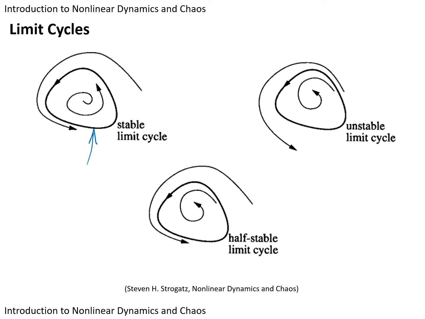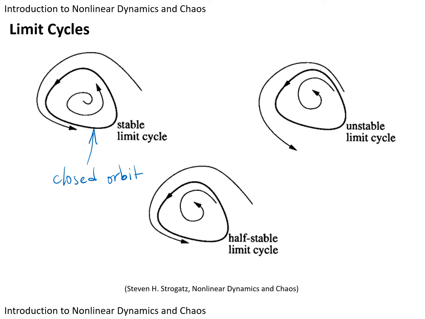this closed trajectory, which is called a closed orbit. If the system starts on this closed orbit, then it will stay here forever. If it starts somewhere else, inside or outside of the closed orbit, then we have three different cases.